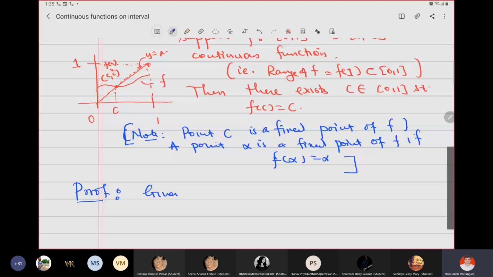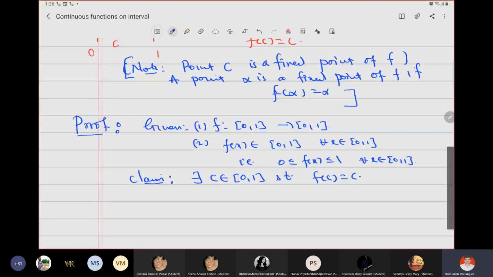Okay, so to prove this, what is our strategy? We want to use previous theorems which we already proved. And which theorem is useful, you can understand from the graph. If I define a function which is the difference of f of x and the line y equals x, where is this difference 0? At c. And what does the difference mean?